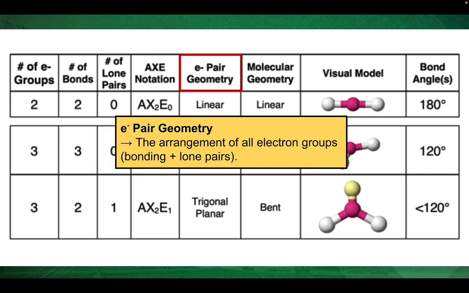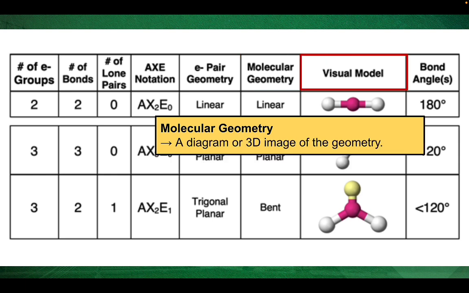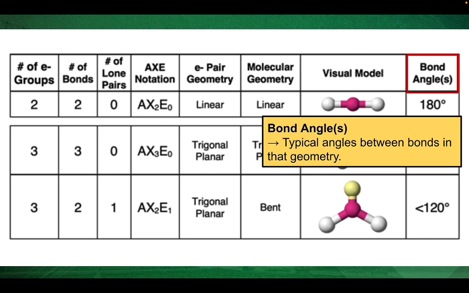Electron pair geometry is the arrangement of all electron groups. So that's bonding plus the lone pairs. Now here's what we want, the molecular geometry. It's the actual shape of the molecule considering atoms, not the lone pairs. And then you have the visual model. This is the 3D image of the molecule. And lastly, you have typical angles between bonds in that geometry.